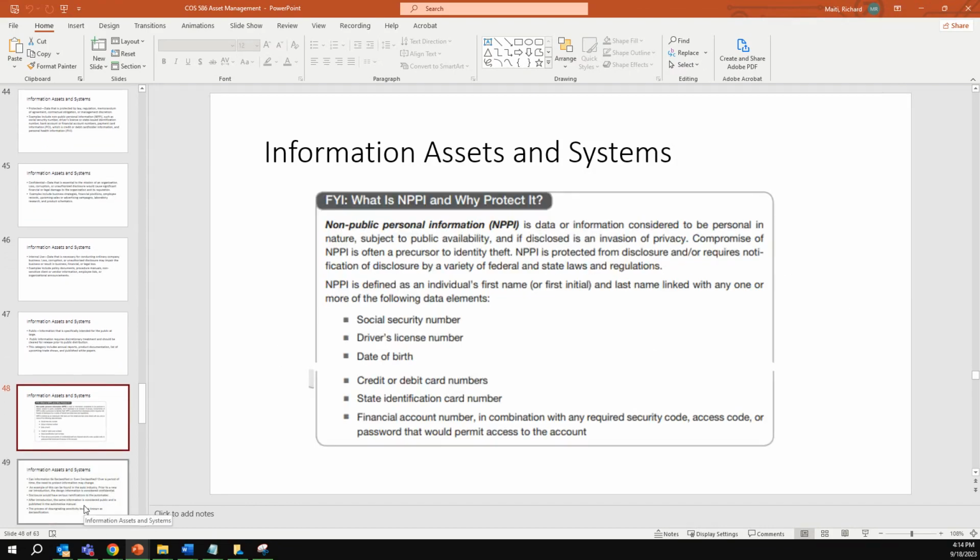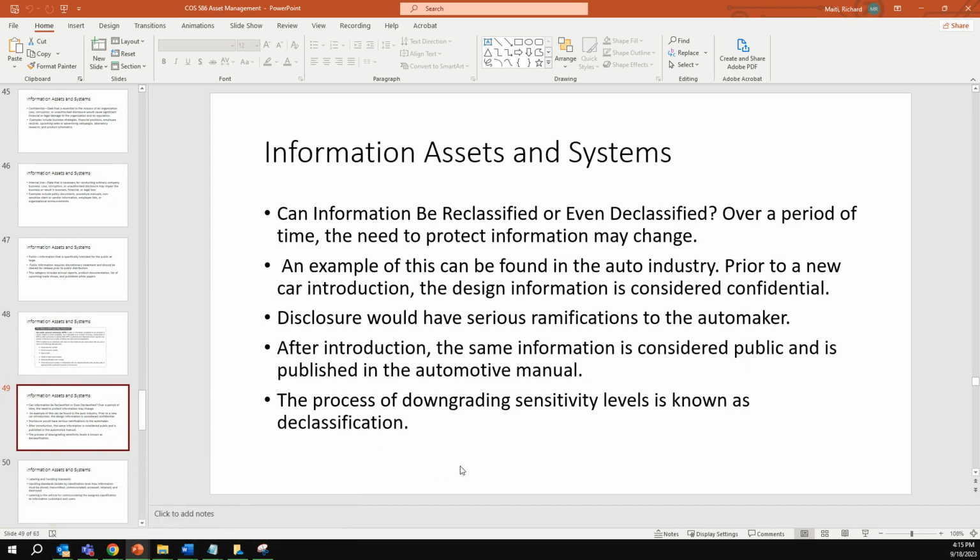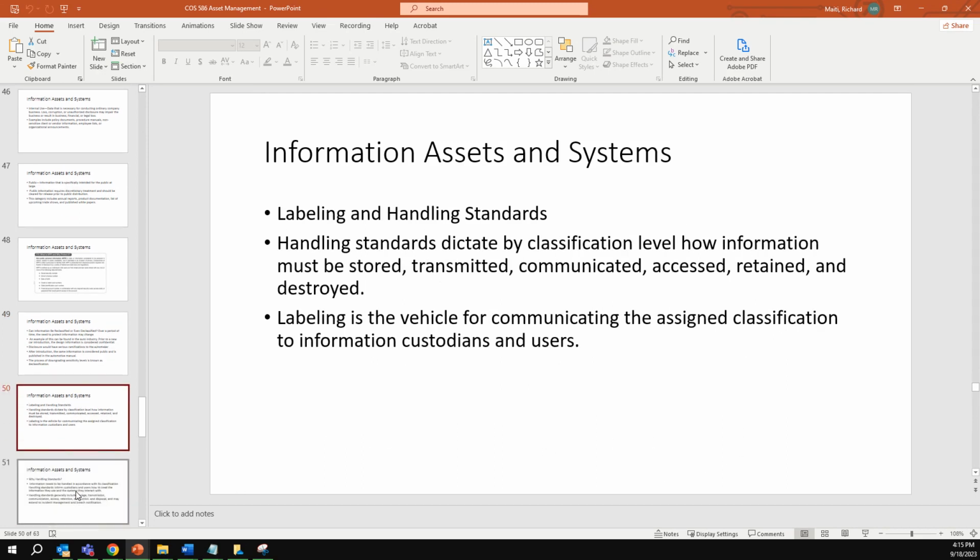Some examples here. Non-public personal information, so you don't want this information released. So this information can be reclassified or declassified the same way. Auto industry, if they have something that's a new design that's coming out, that would be classified, but once it comes out, they can declassify those documents and release them. So downgrading the sensitivity level, so declassifying.